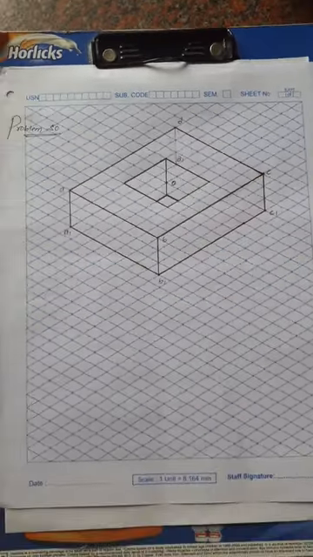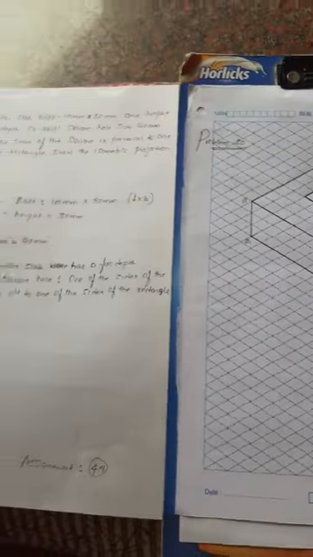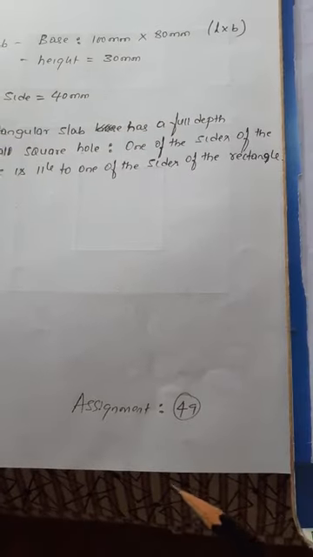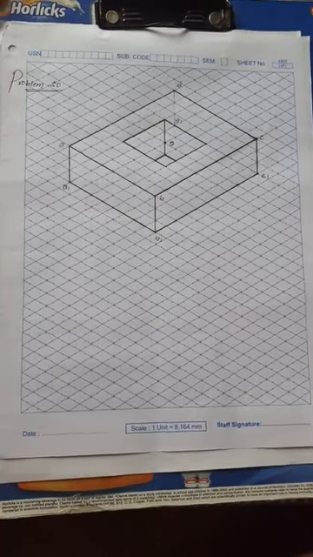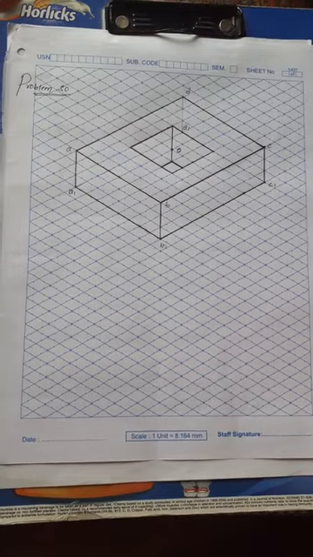Now this completes problem number 50, and go through assignment number 49. That completes your isometric projection in module 5, and solve any problem.